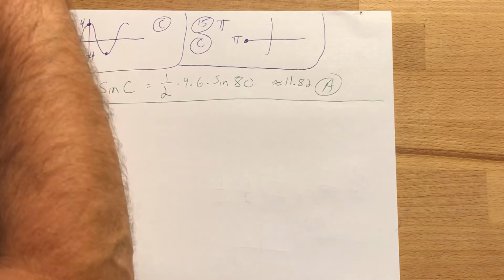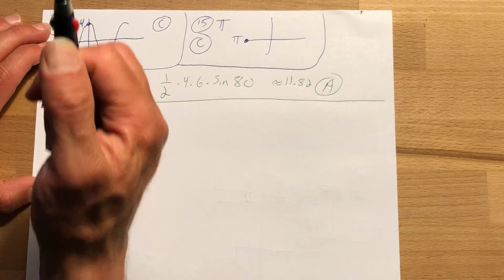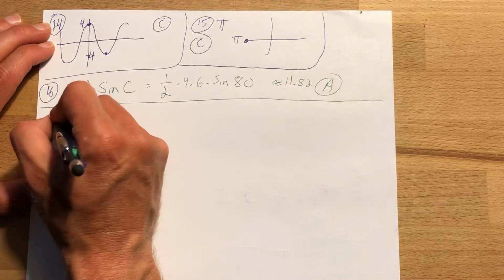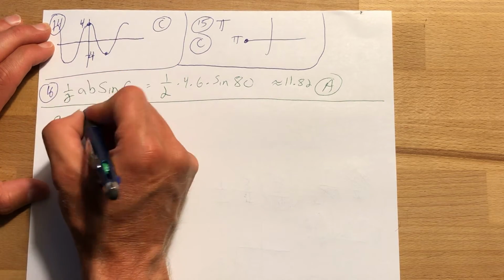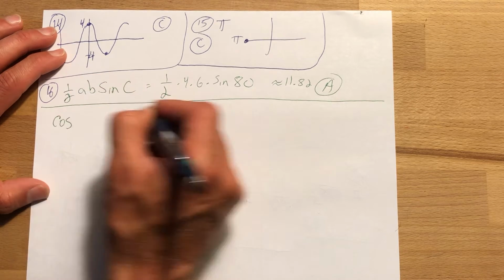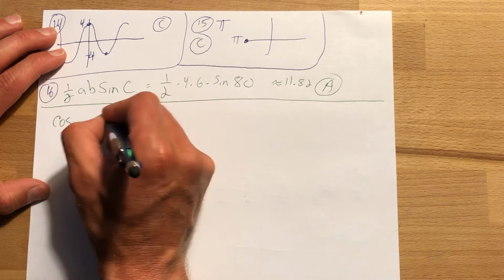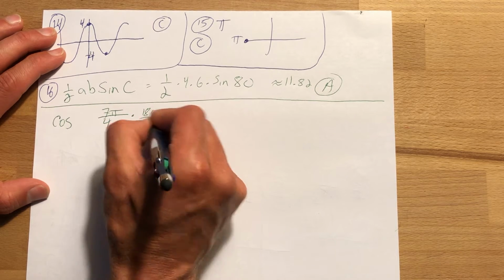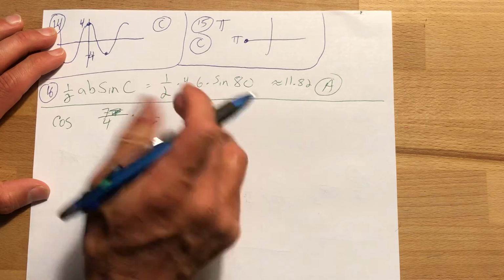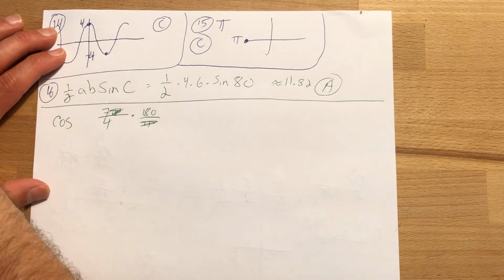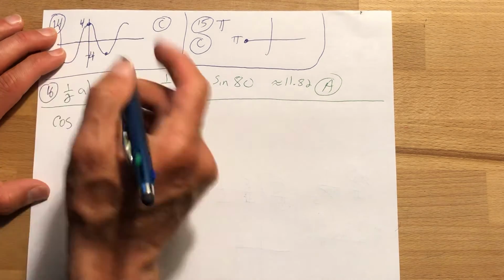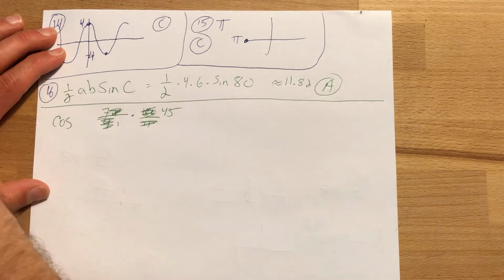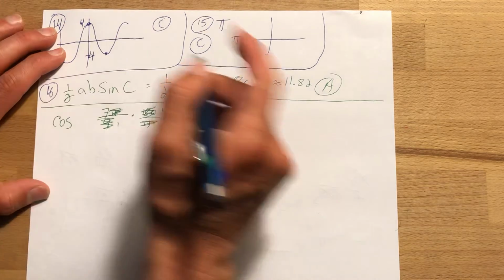All right, number 17. Evaluate the function. What is cosine of 7 pi over 4? Well, let's change 7 pi over 4 to degrees. So we're going to multiply by 180 over pi. The pi's cancel out. This is going to be a 1. This is going to be a 45. And 45 times 7 is going to give me 315.